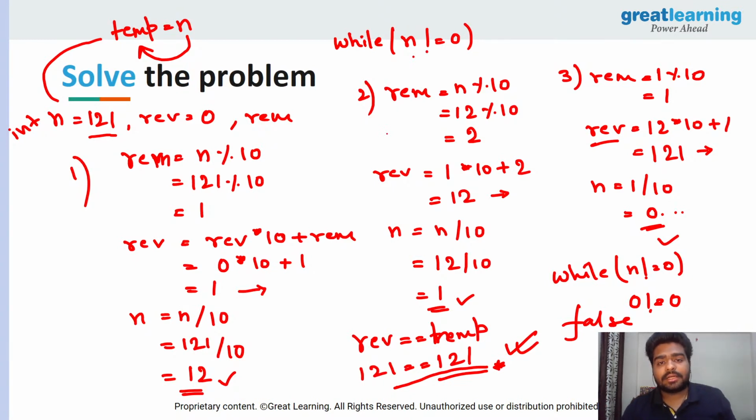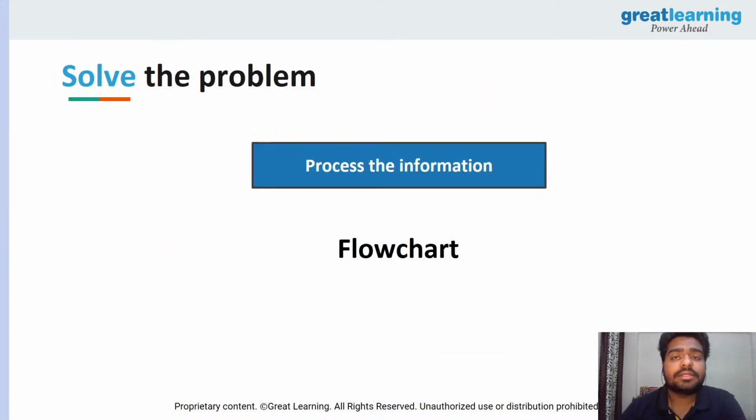Okay. Now, I hope you understood the logic. If you have not understood, go again back to the video, start from solve the problem and see what we have done here, right? Now we have written the algorithm. We have to make the flow chart for this particular code. Remember that we have used three formulas here. One is this one, this one, and another one is this one, right? Remember this. Now let's start with the third process, which is process the information.